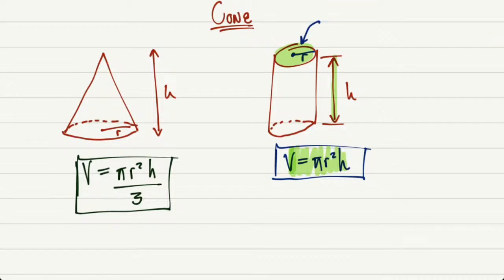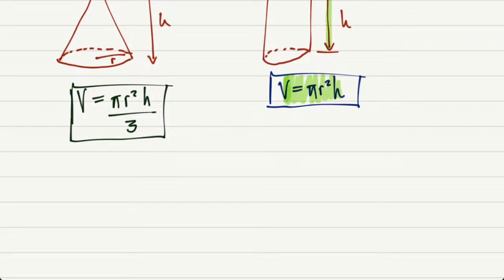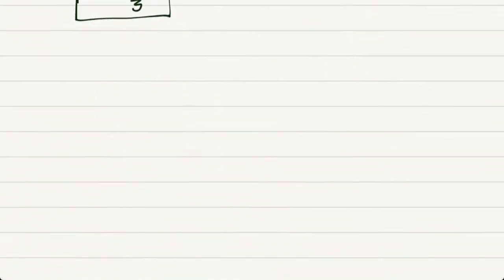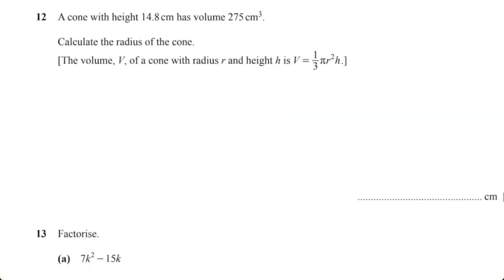So this is what is going on. We have the volume. We are able to do anything that we need. Now let's go to some questions, okay? A cone with this height, volume.